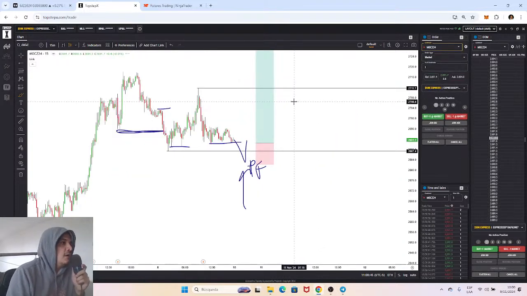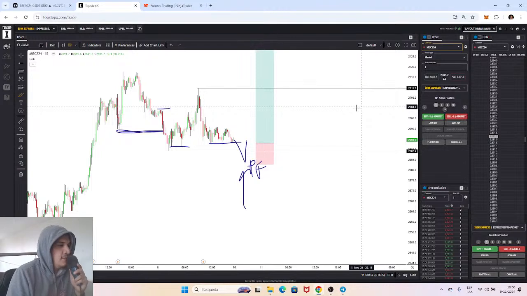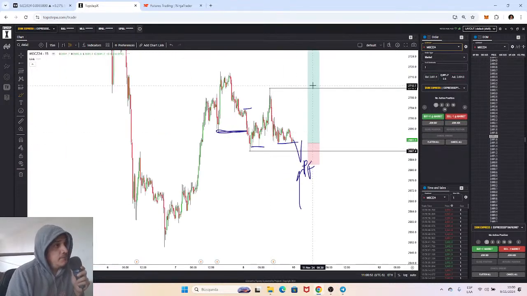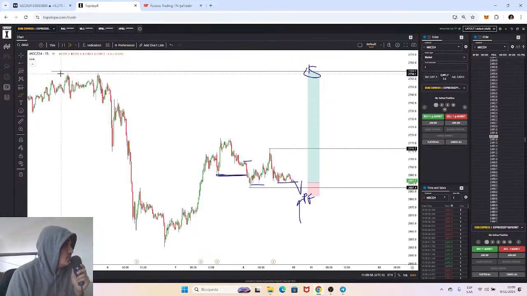Second market, gold. Looking for longs only at this level. Looking for price failure at this week low after the liquidation of these weak players. And targets at the next draw on liquidity, leaving a runner towards these highs around the 2760 or so.